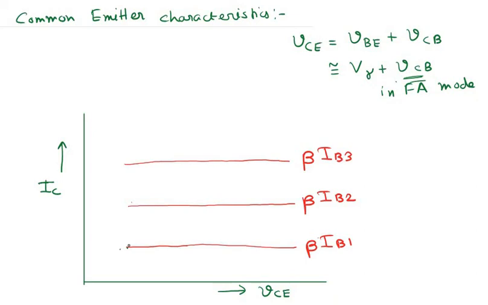Now as VCE gradually becomes lower than a certain value, the base to collector junction comes out of the reverse bias state, or the electric field at the base to collector junction becomes weaker, and so the transistor comes out of the forward active mode and the collector current becomes gradually zero. Similarly for all the curves here.